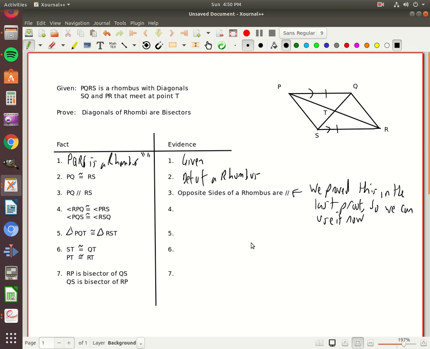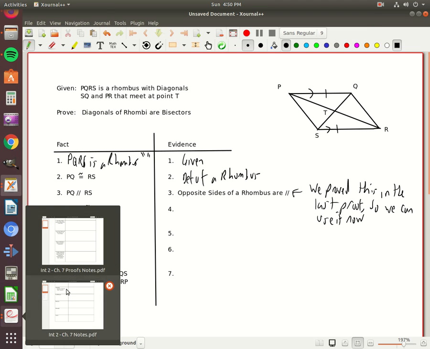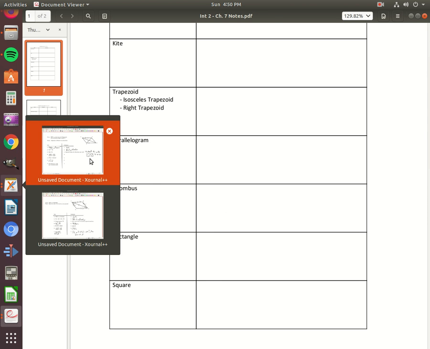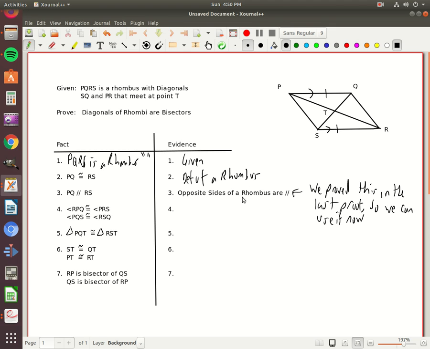And I want you to be really careful with this. When we're filling in these sheets here, the definition of a rhombus is that all the sides are equal, not that the opposite sides are parallel. We know that the opposite sides of a rhombus are parallel because we proved it, but that does not make it the definition of a rhombus. So you need to be real careful here on what your evidence is. Definition of a rhombus versus, the opposite sides of a rhombus are parallel.